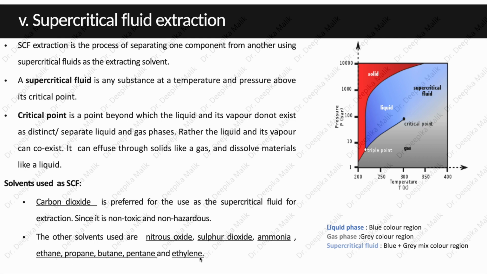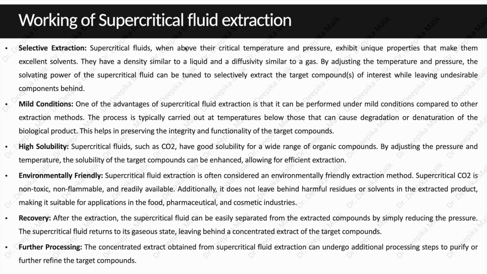The next slide shows some important points on how the supercritical fluid extraction method takes place. Supercritical fluids, when above their critical temperature and pressure, exhibit unique properties that make them excellent solvents, as we have discussed in the previous slide. They have a density similar to a liquid and a diffusivity similar to a gas. By adjusting the temperature and pressure, the solvating power of the supercritical fluids can be tuned to selectively extract the target compounds of interest while leaving undesirable components behind.